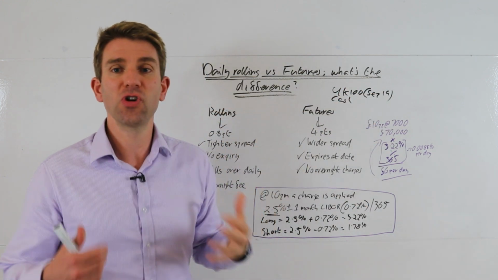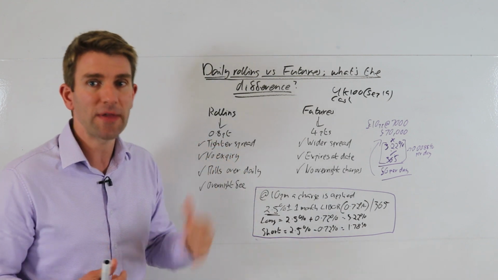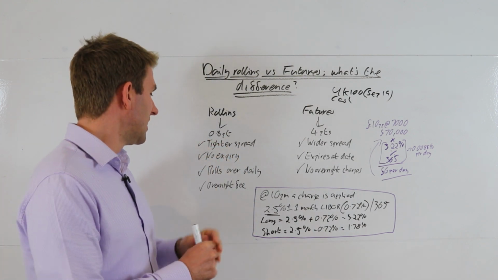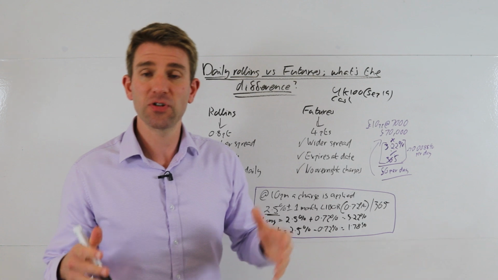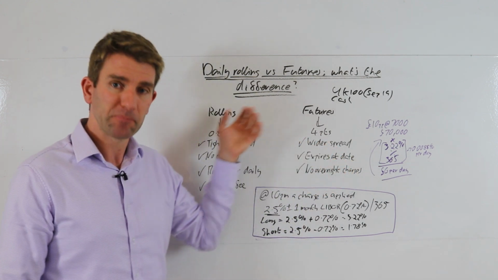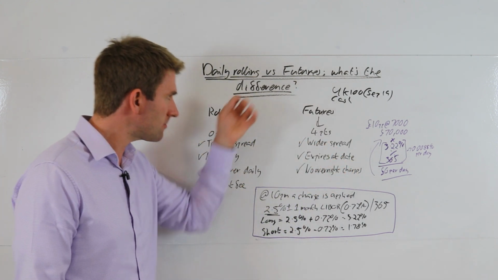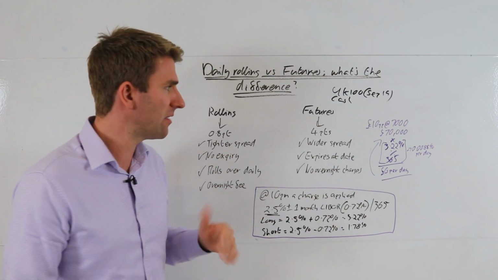So there's no adjustment for that. Daily, you do get those adjustments on the dividend days. The overnight fee, this is the big one. So no overnight charges for the futures contract. Overnight charges for the daily rolling or daily funded, however you want to call it.